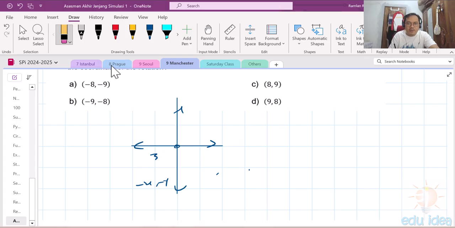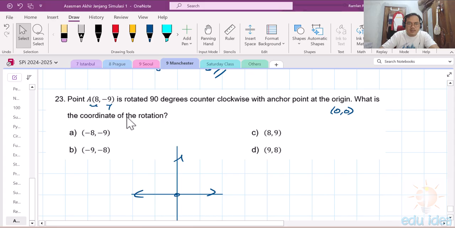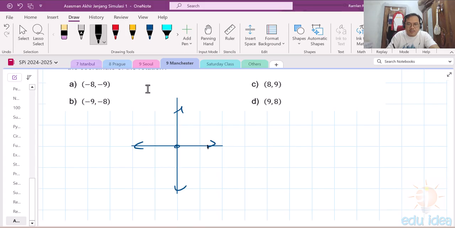Now, let's see what we have. The point A is, where is it? It's 8 comma negative 9. So it's in this area over here. 8, for example, over here, negative 9 over here. So it's here somewhere, right?